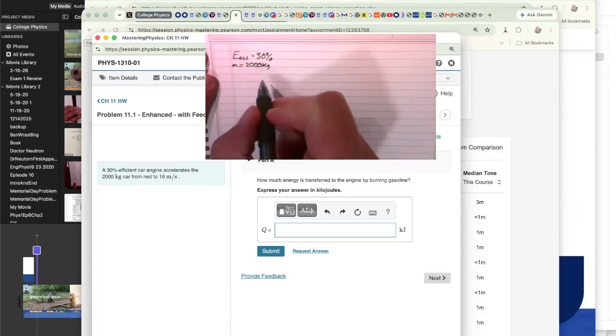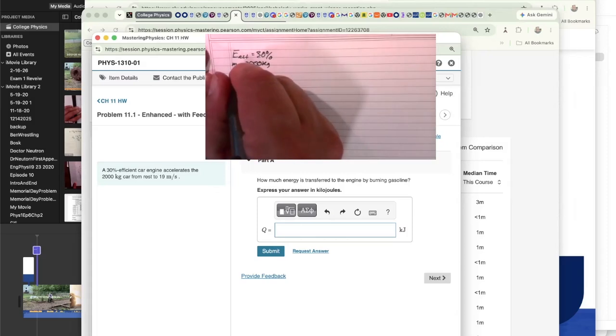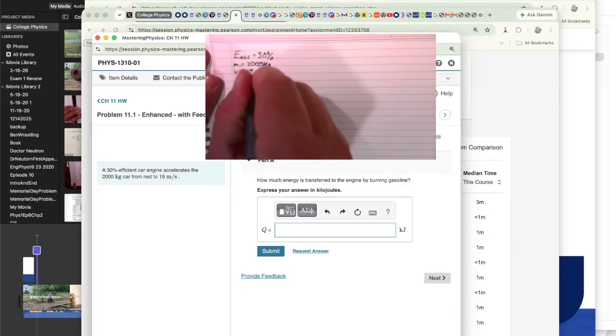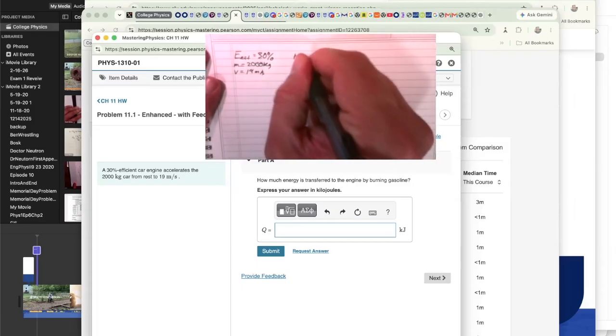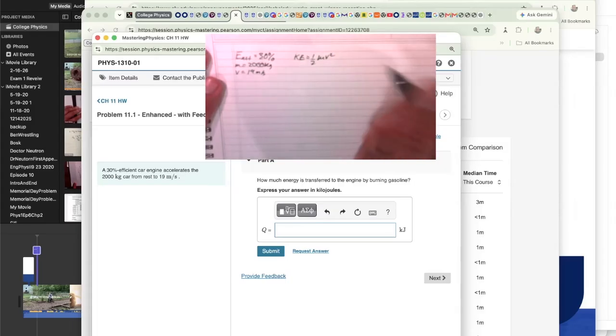Now, here's another trick that I do. When I read the problem, I'm thinking, why did they give me this information? So I've got mass, I've got velocity. I know that that's probably going to be kinetic energy. So this is 19 meters per second. Let's talk about kinetic energy. Let's just write down our formula here. Kinetic energy is 1/2 mv squared.